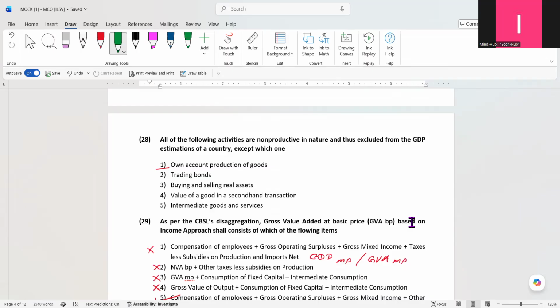Trading bonds, buying and selling real assets, value of goods in second-hand transactions, intermediate goods and services. All of these do not have value addition, and intermediate goods and services are deducted from gross value of output to calculate value addition.